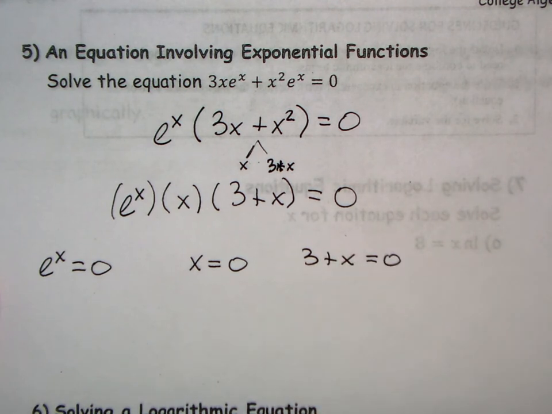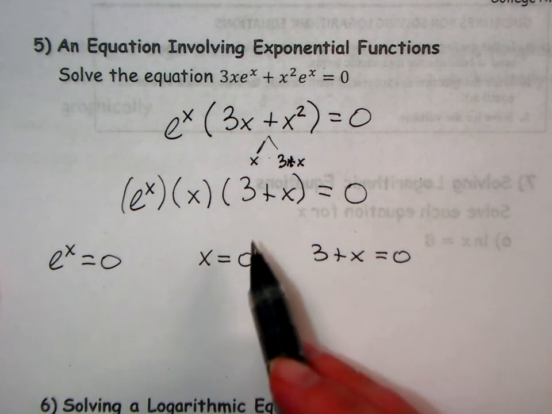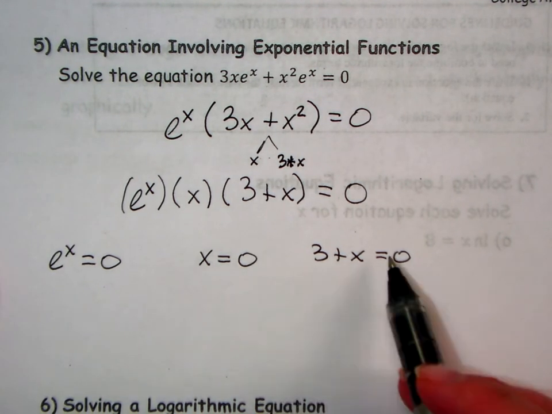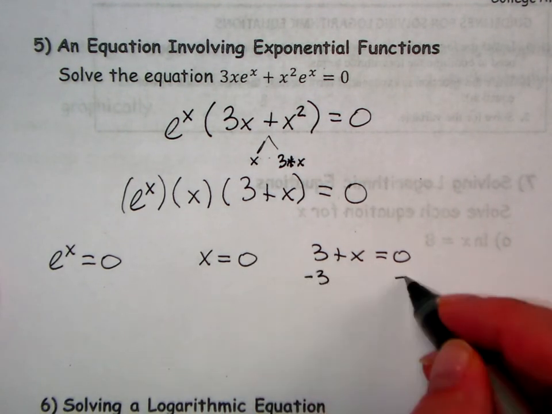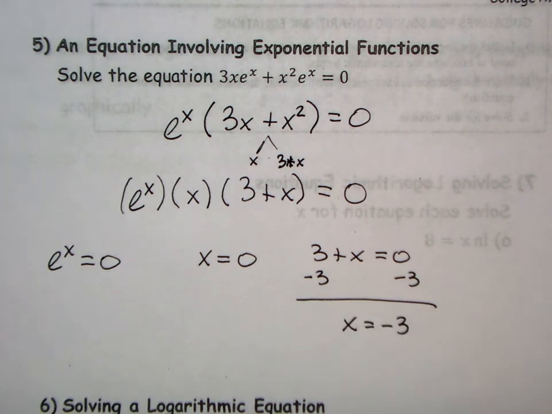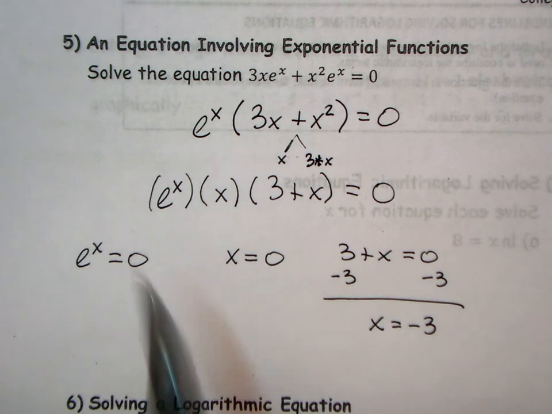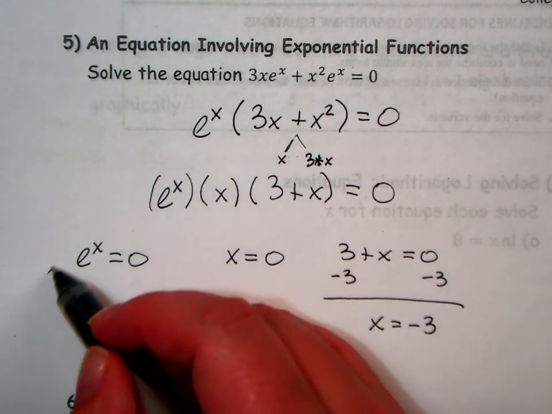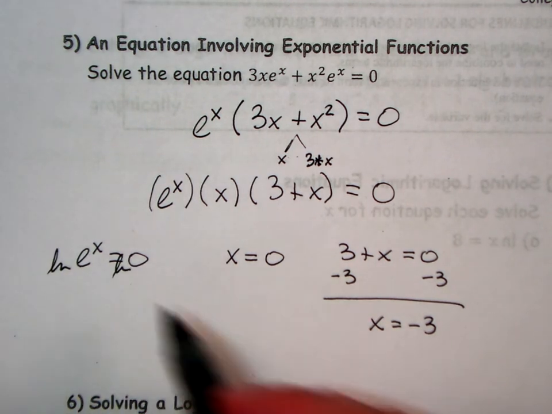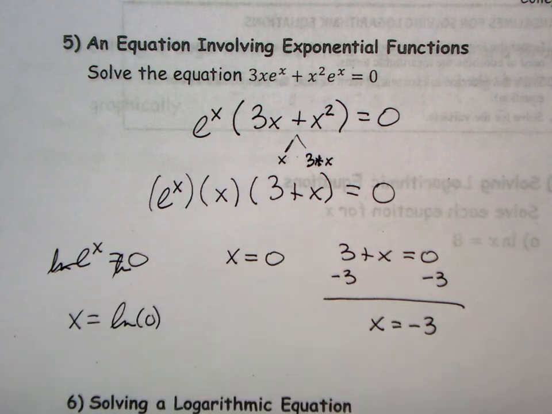All right, and we're going to solve each one of those. So the middle one's easy, right? This one's already solved. This one's easy too. We just need to subtract 3 from both sides. Okay, so we get x equals -3. Okay. Now, when we set e to the x equal to 0, x is in the exponent, right? So I'm going to ln this function to cancel the e, and I get x equals ln of 0, right?